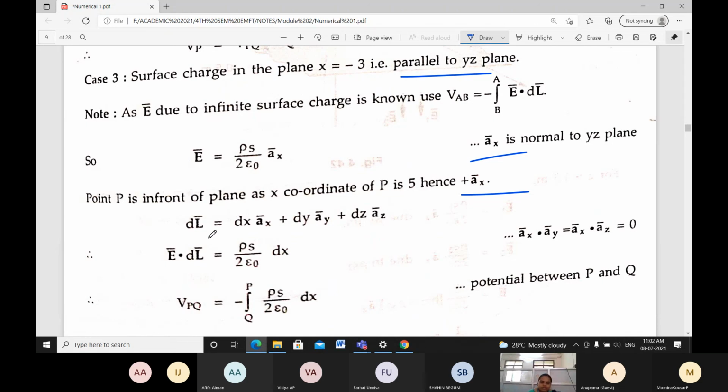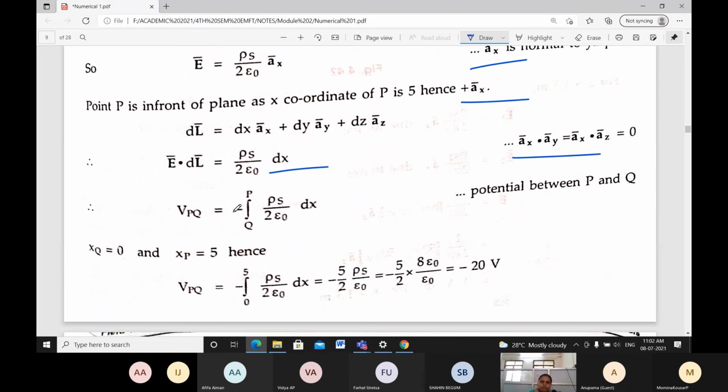Therefore, dl is what? This equation we know: dx into Ax plus dy into Ay plus dz into Az. Therefore, E dot dl is going to be rho s divided by 2 epsilon naught. We only get dx; the remaining will be 0. Therefore, Vpq is going to be, here the integration will change from q to p, rho s divided by 2 epsilon naught into dx, where xq is 0, and in this case xp is equal to 5. Therefore, Vpq is minus integration 0 to 5 rho s divided by 2 epsilon naught times dx.